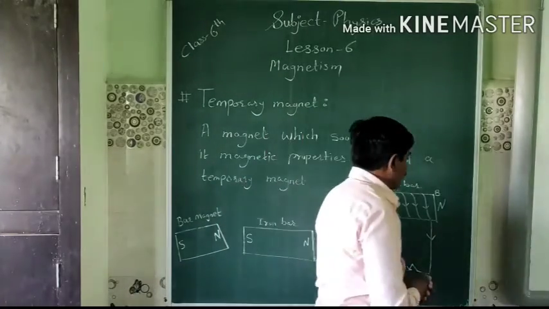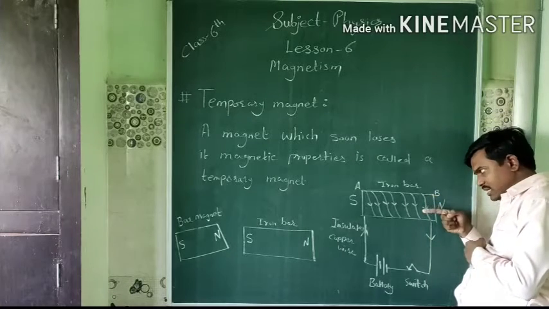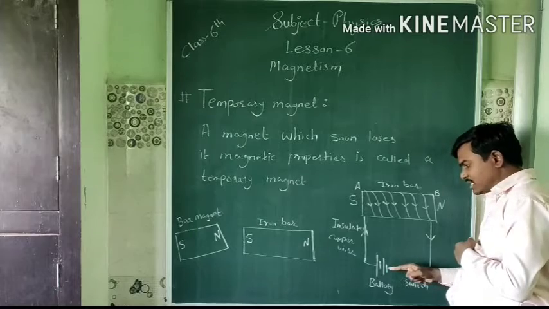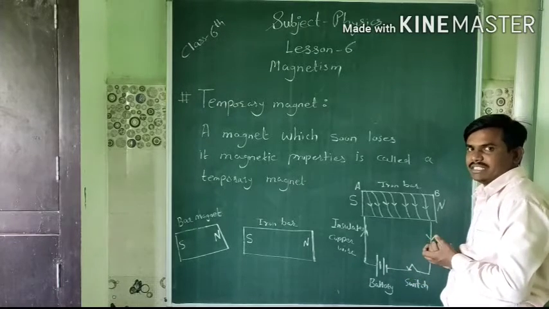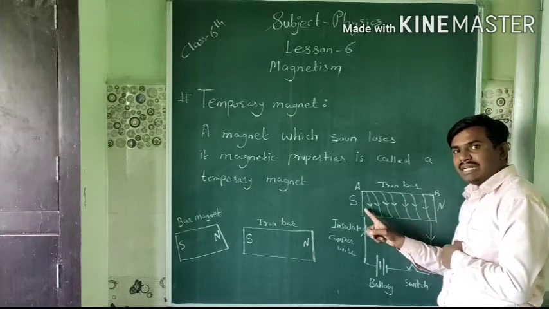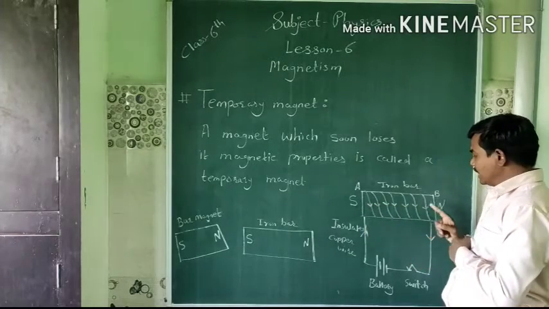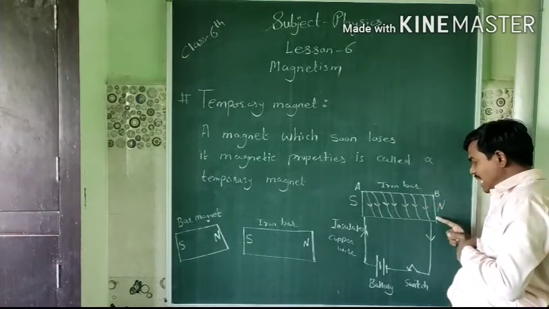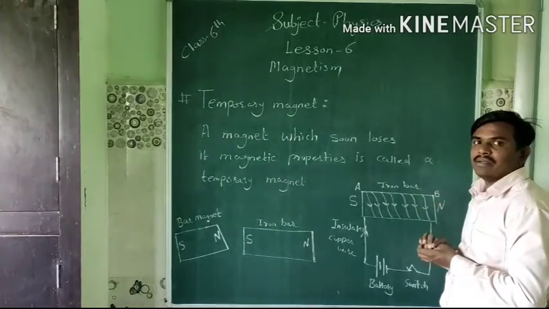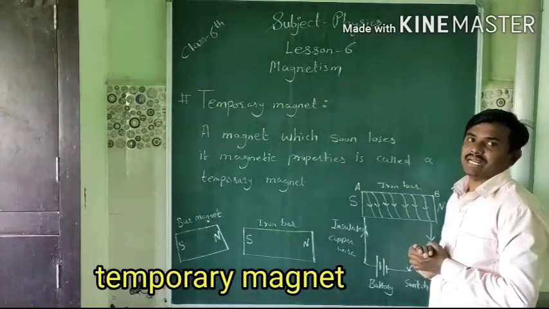But when you see from this end, the current is coming in the anti-clockwise direction, and it moves and touches the negative terminal of the battery. So the end where the current enters gets the south polarity, and the end from which the current comes out gets the north polarity. So the iron bar, in the presence of current, behaves as a temporary magnet.